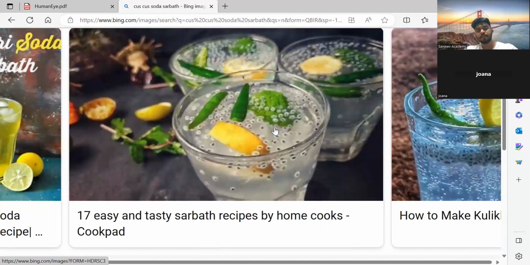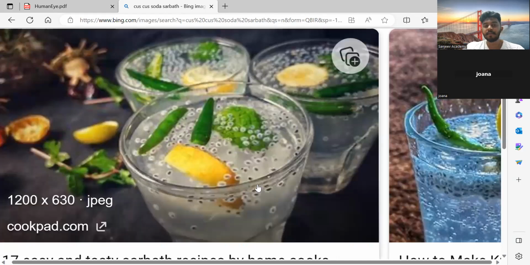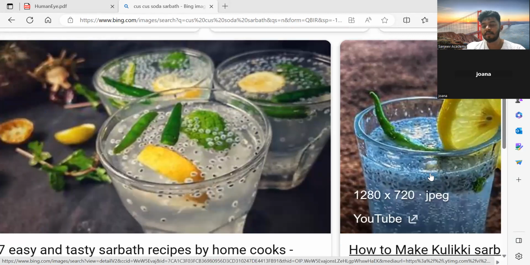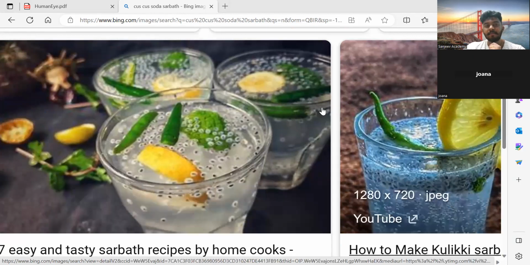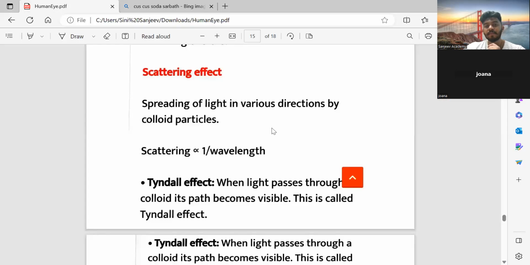So we can all see this sarbat and all, right? And we can see these particles also, no? The seeds. I don't know what the name of the seeds is actually. I think chia seeds. So these small particles can be termed as colloids, basically. Okay, it's not just about clear water. But through a homogeneous solution, if it is a sugar solution, the light won't be able to pass through.